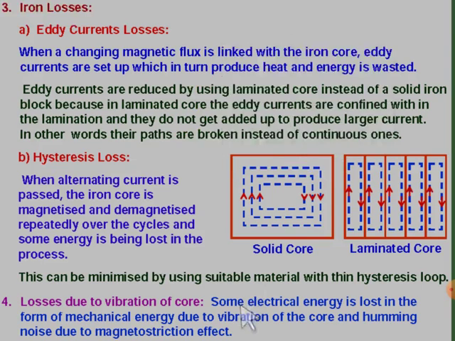So some amount of energy is always lost due to the vibration of the core, or the giving out of that humming sound. That is also one of the losses, but we cannot neglect it or reduce this humming sound. It will always be there in almost all types of transformer. So we call this the loss due to the vibration of the core, or you can call this the magnetostriction effect.